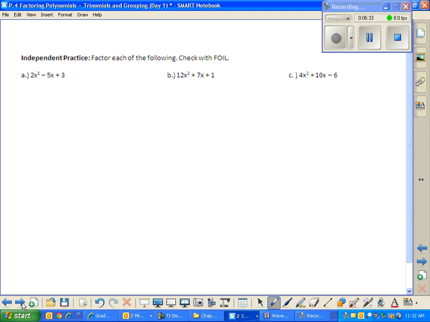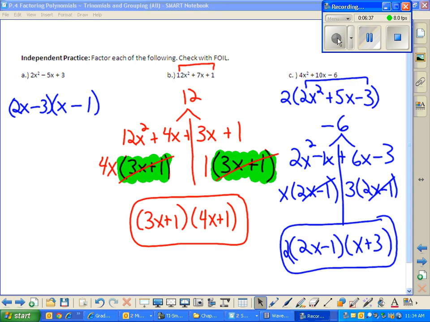So keep an eye out. If you could take out a GCF, you should. So I'll go ahead and give you a minute to do those. So I wanted to take a moment to show you your answers. You can take a look at those. You guys did a nice job. Really well done. Does anybody have any questions about these?